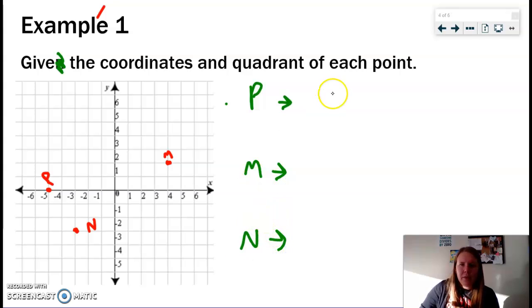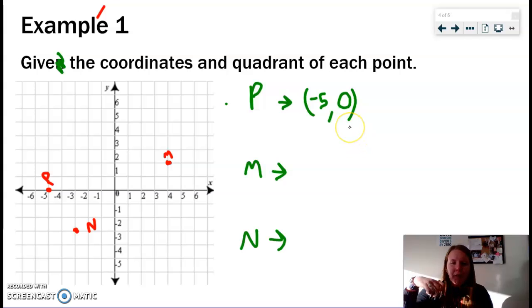All right, so looking at P, remember we want to look for that x and that y. So if I start at my origin, how far over did I go? I go 1, 2, 3, 4, 5. So I'm going over negative 5. And I'm not going up or down. So in this case, since I just stayed on the line, my y is going to be 0. This also gets tricky when you talk about quadrants, because it's technically not in a quadrant. It's not in that kind of box.